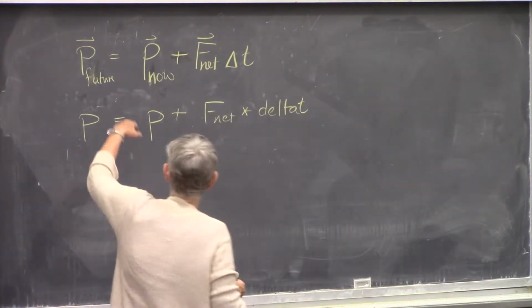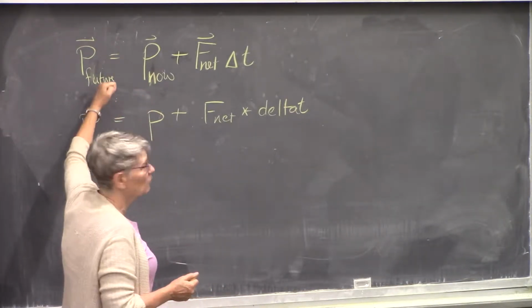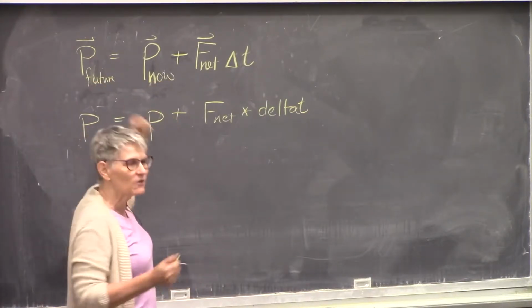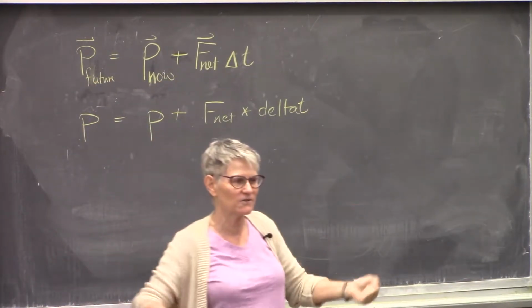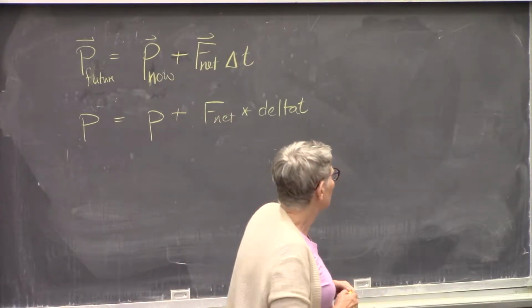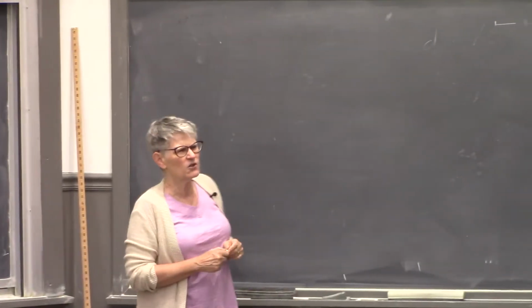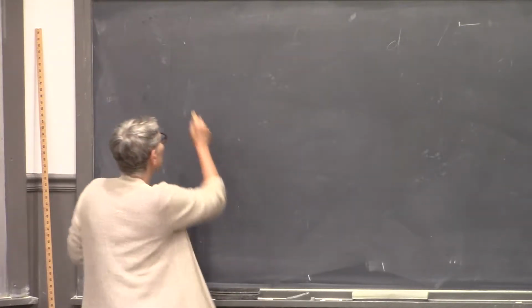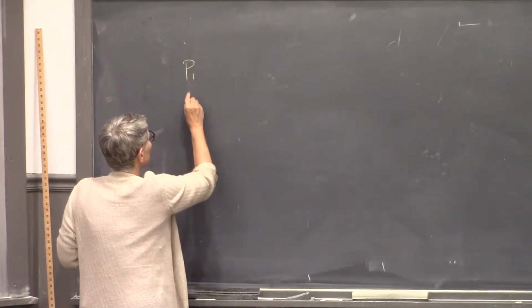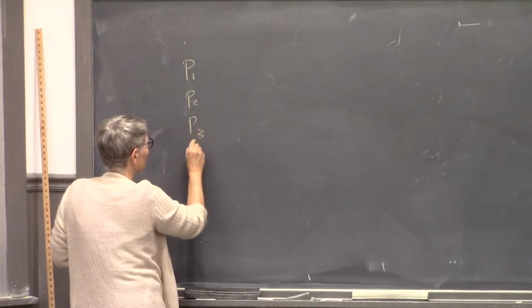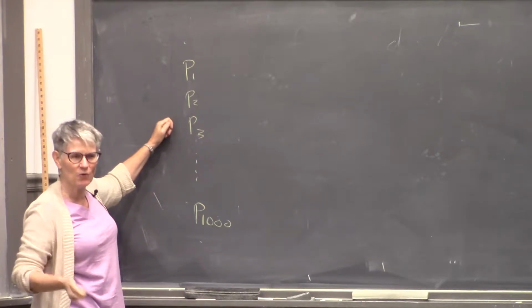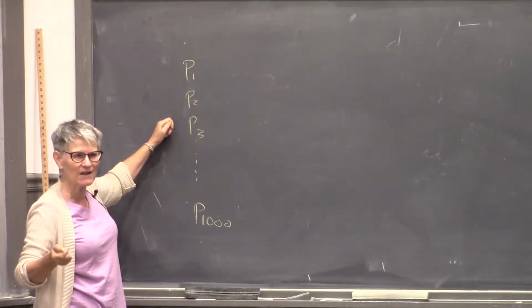On paper, you might indeed write P1, P2, P3, P4, if you're doing lots of updates. But the problem with doing this in a computer is that if you're going to do 1,000 time steps, you actually do not want to sit there at the beginning declaring 1,000 variables named P1, P2, up to P1,000.